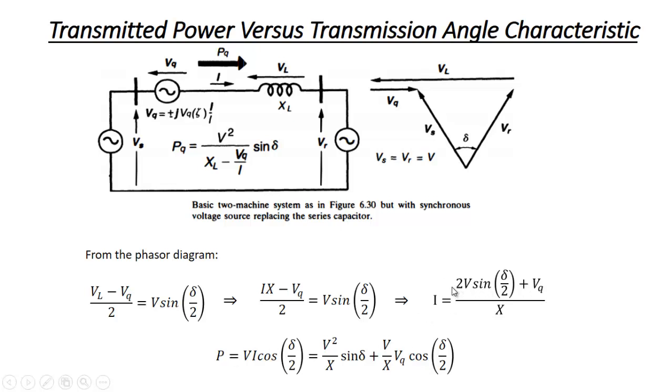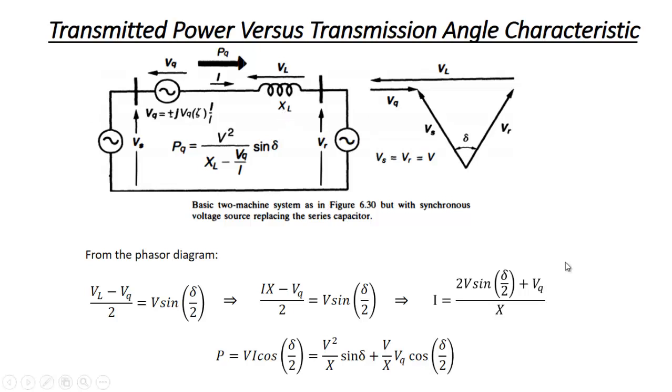So this will be equal to twice V square sine delta by 2 cos delta by 2 divided by X. Combining twice sine delta by 2 cos delta by 2, it will be equal to V square by X sine of delta, plus the second term, which is multiplied by V into cos of delta by 2 divided by X. So this equation will then be equal to V square by X sine delta plus V by X VQ cos of delta by 2. This is the total equation of the real power transferred from the sending end to the receiving end.